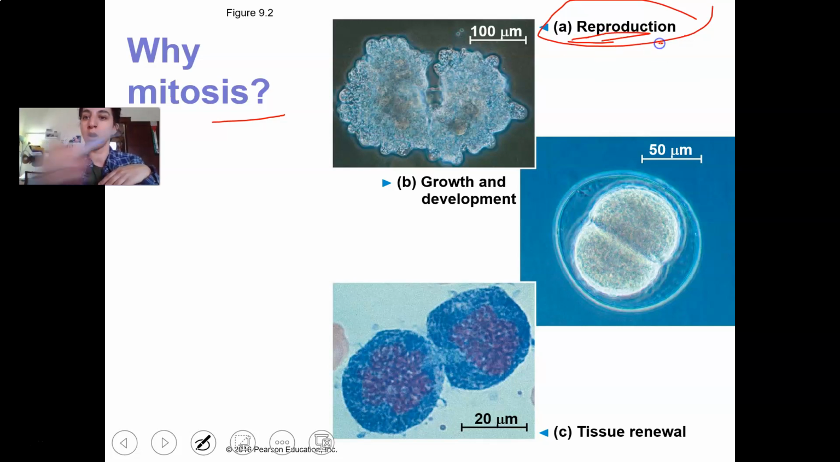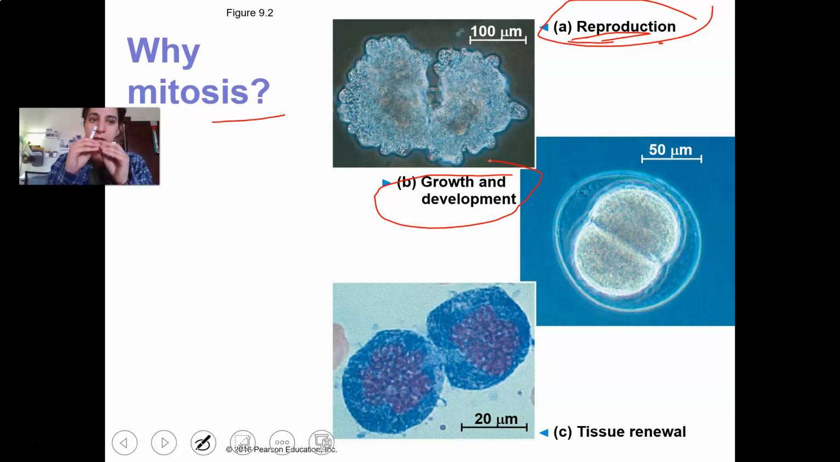But there are single-celled eukaryotes like protists that divide to make new cells, okay? So reproduction is one thing. Growth and development. If you watch the video from Mr. Anderson, he had a little picture of a teeny tiny human embryo, right? The way you come to be is mitosis, right?